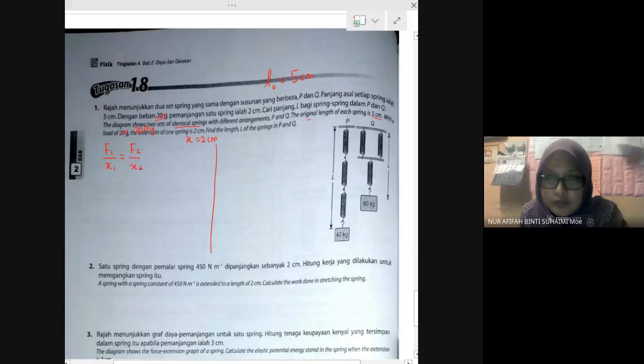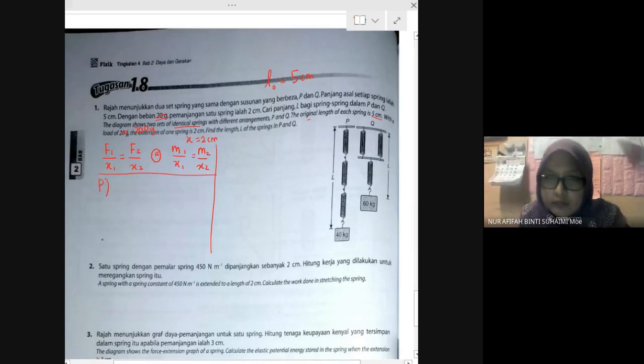Okay? Or we can use mass. Nak guna dalam Newton pun boleh, tukar mass kepada weight pun boleh, ataupun we just use the mass given in the question, M1 X1 equal to M2 X2. Okay, ini dia punya equation untuk cari jawapan bagi soalan yang macam ni. Ada dua, got two different system. Okay, now for P.